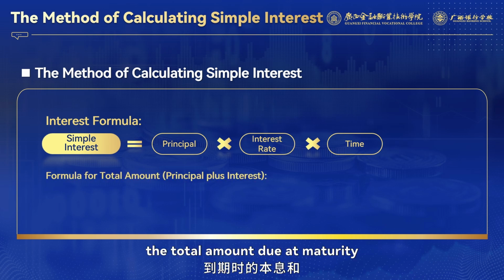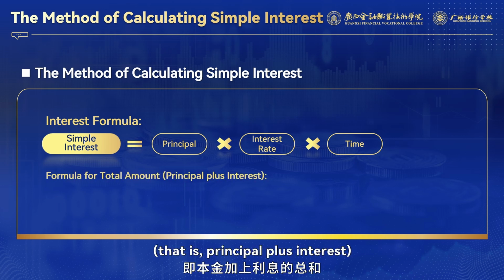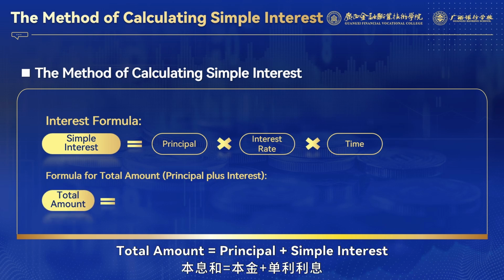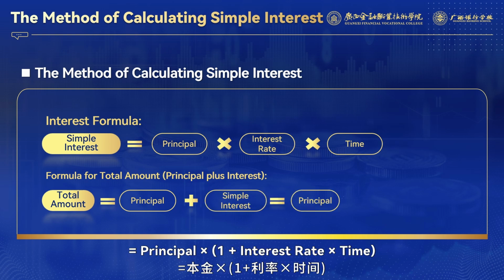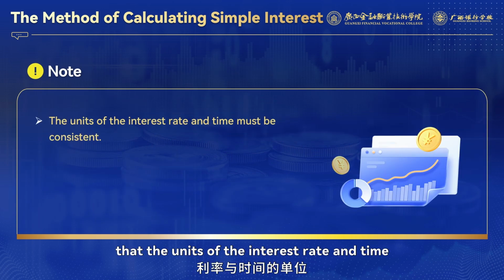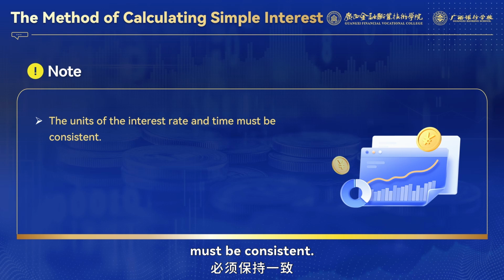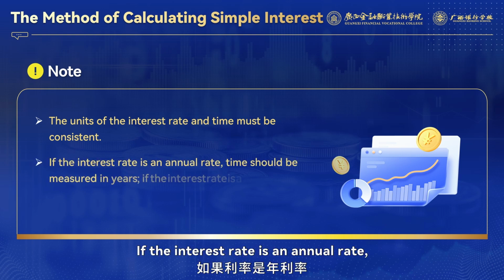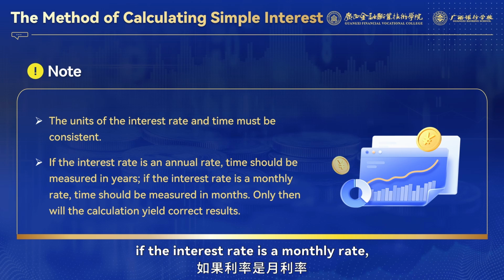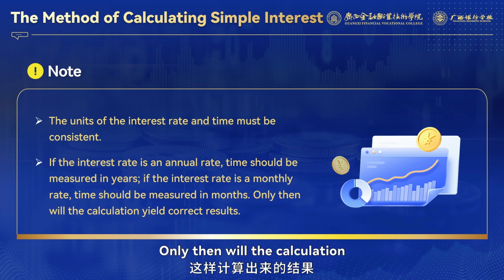Accordingly, the total amount due at maturity, that is, principal plus interest, can be expressed as: total amount equals principal plus simple interest, equals principal times (1 plus interest rate times time). It is important to note that the units of the interest rate and time must be consistent. If the interest rate is an annual rate, time should be measured in years. If the interest rate is a monthly rate, time should be measured in months. Only then will the calculation yield correct results.